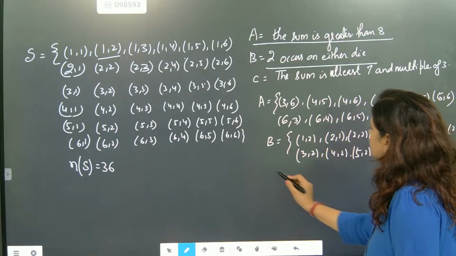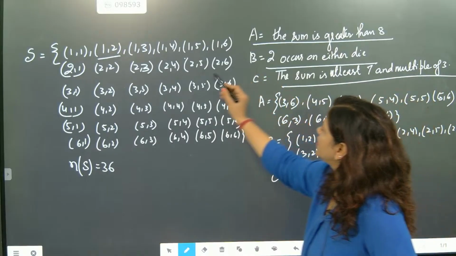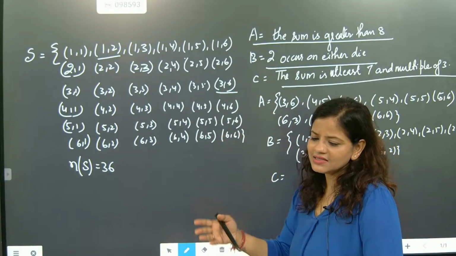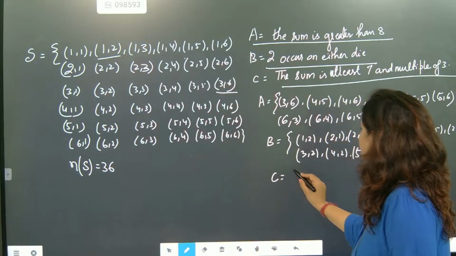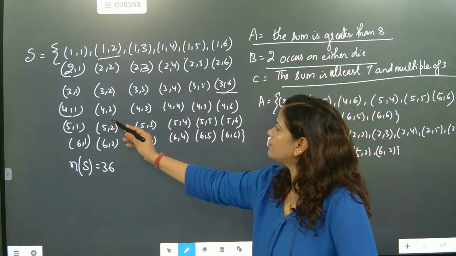Then the third one is: the sum is at least 7 and a multiple of 3. At least 7 means 7 and more than 7. So here 3 comma 6 is there, which is divisible by 3. Now here nothing is there.